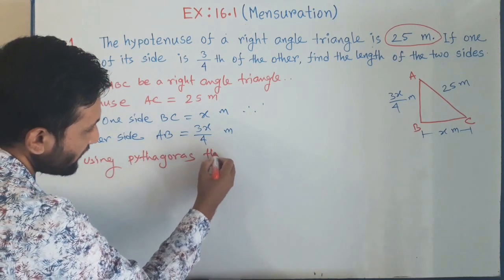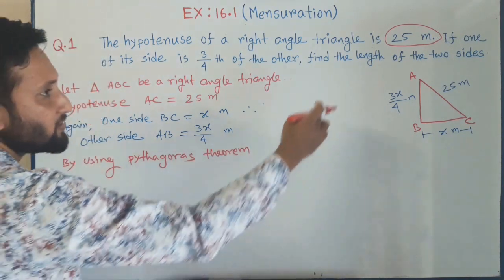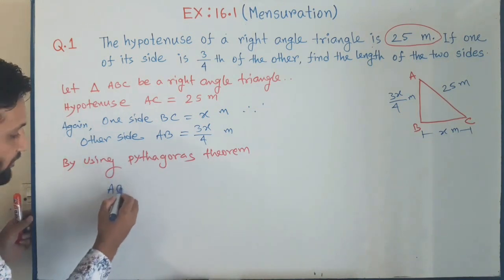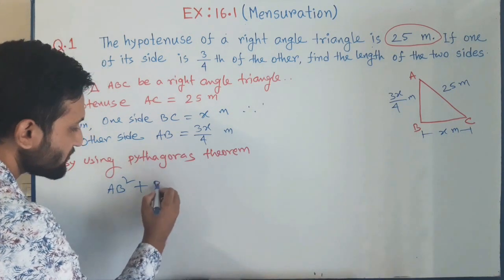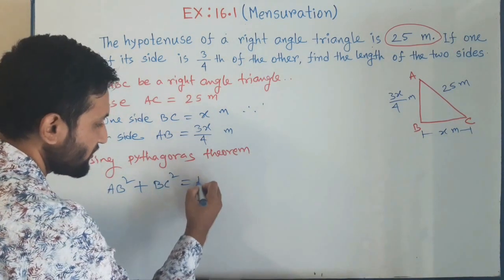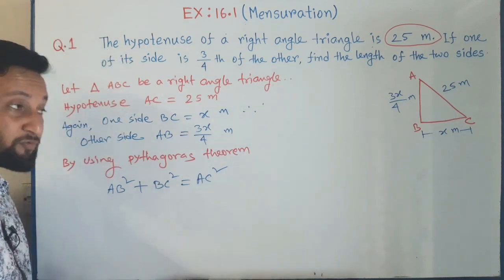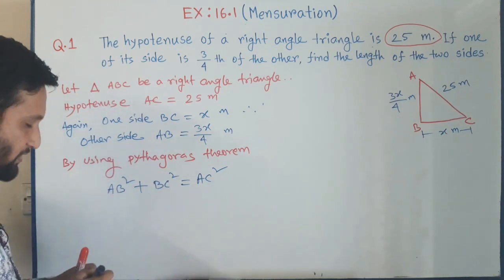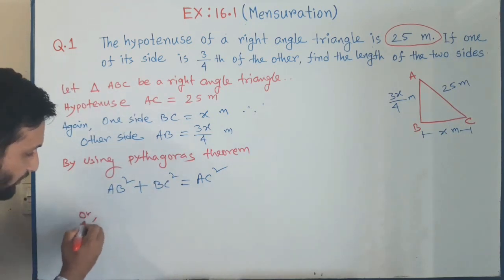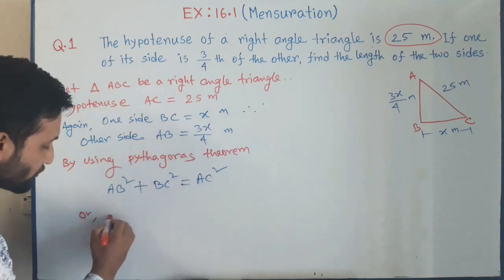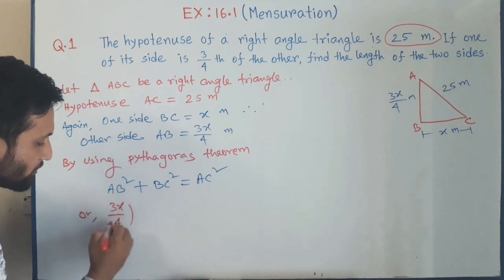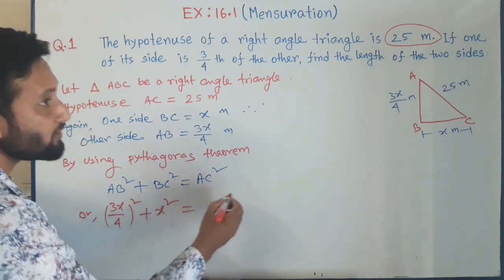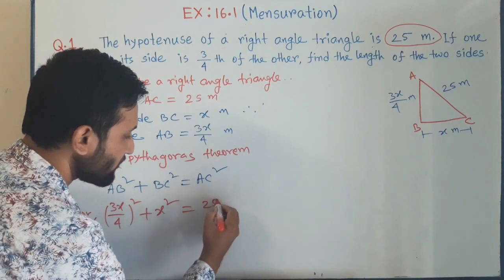By using Pythagoras theorem, we can write AB square plus another side square, that means BC square, equals hypotenuse square, that means AC square. This is the Pythagoras theorem form. Hypotenuse square is equal to the sum of the other two sides' squares. So here at first write down the value of AB square. Here AB is 3x/4, so (3x/4) square plus BC, x square, equal to AC square, so that means 25 square.